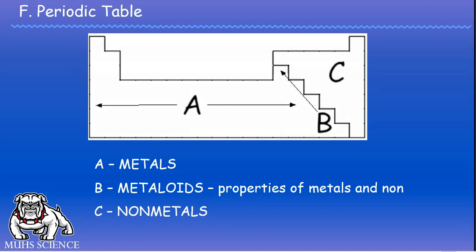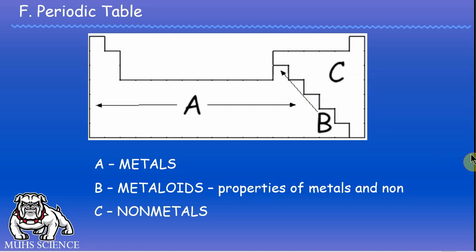Anything from A over to the stair-step line, minus hydrogen way up here at the top, are metals. And we'll talk about properties of metals later, but basically metals are shiny and lustrous and conduct heat and electricity very well. Section B are the elements that border the stair-step line, and it's not every element, and the point here is not for you to know which ones are which, just that they exist.